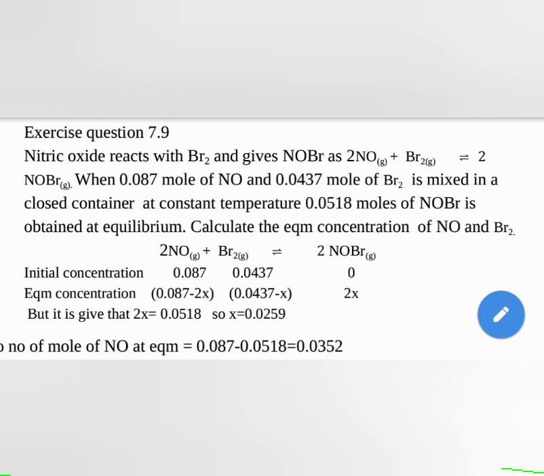From that you can find out the value of x and substitute in the equations, a simple equation, so that you will be getting the equilibrium concentration of the reactants as well as the product. So you have to do the problem by yourself, then only it will be clear to you. Okay, so we are having the next problem.